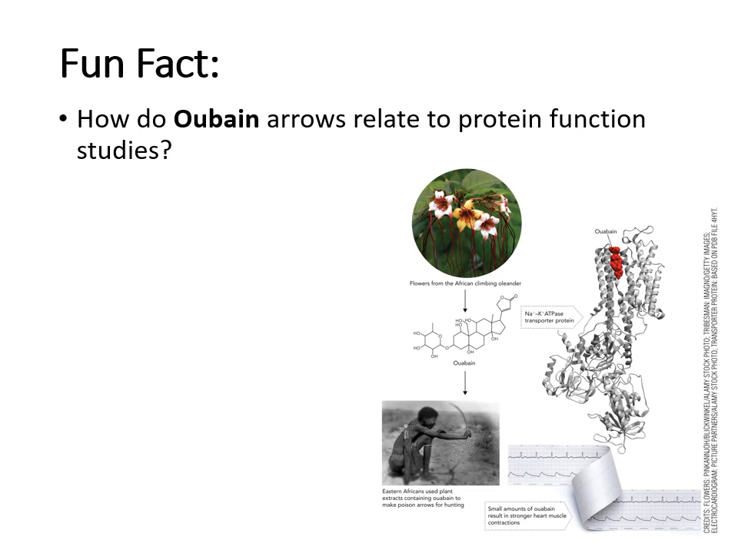So let me just grab the laser. So if you see the plant right here, they were able to extract ouabain from that plant. And then they would use it for the tips of these arrows. And the reason why they do that is because it's an inhibitor of the sodium-potassium ATPase transporter protein. And we're going to look at how that works later on.